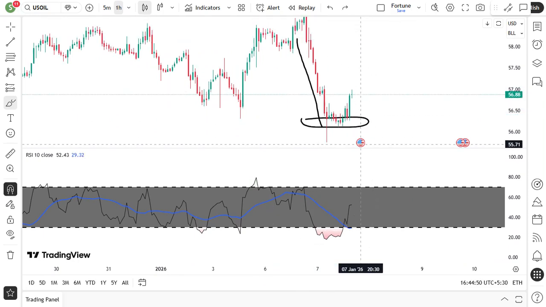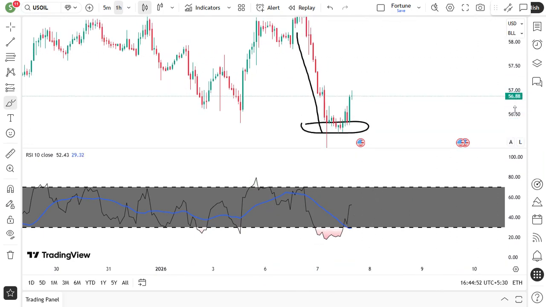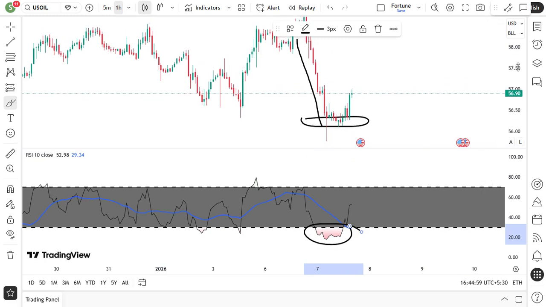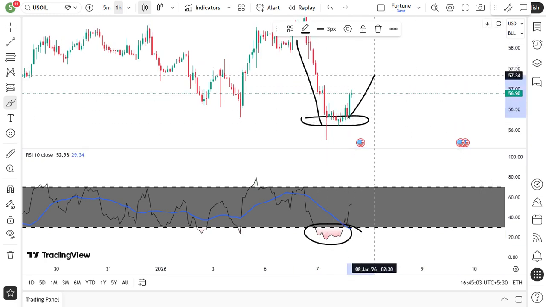That's why I'm just telling you this is working 10 out of 10 times for me. Whenever you see this kind of setup on RSI and there is a consolidation in the charts, then you can take entry on the reverse side. But this is not only a simple thing.